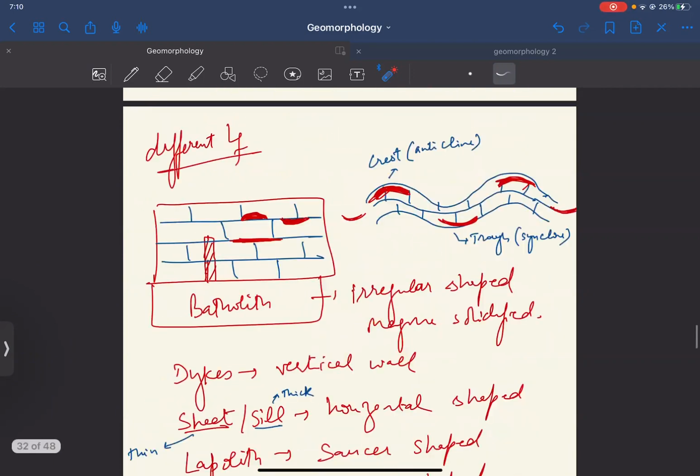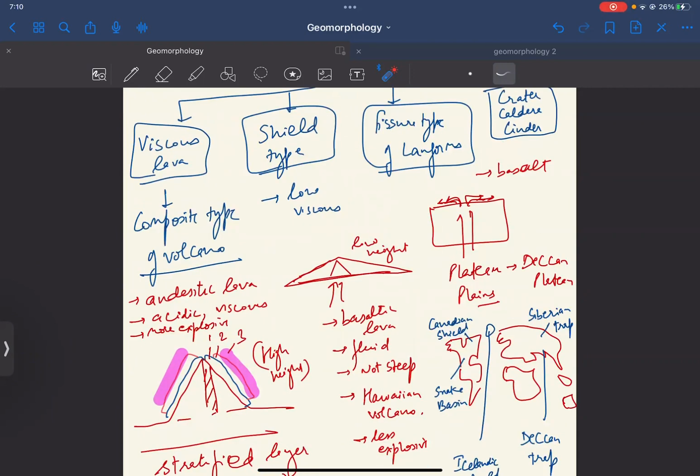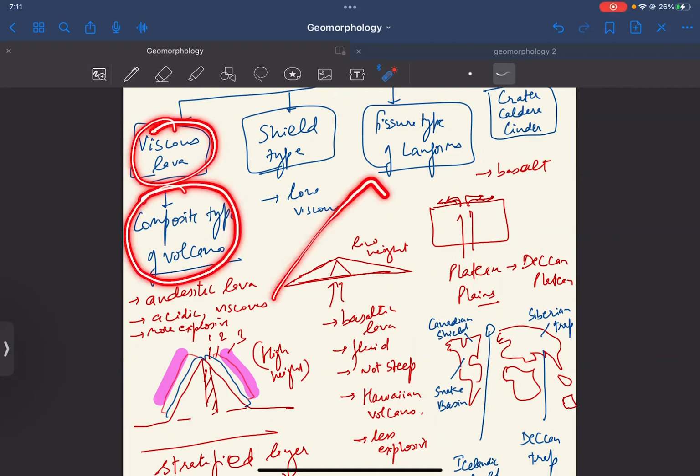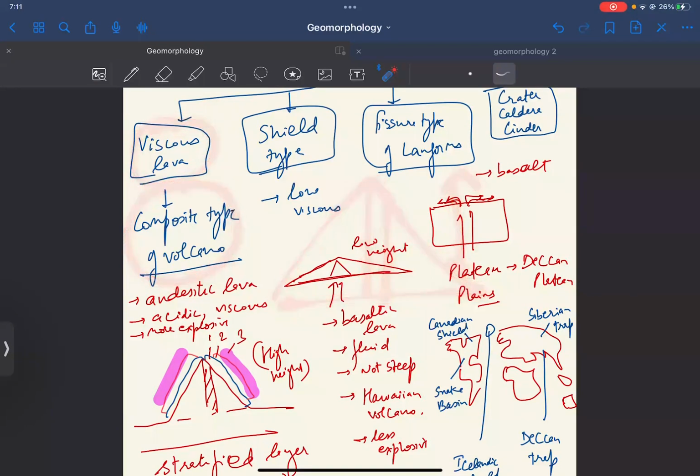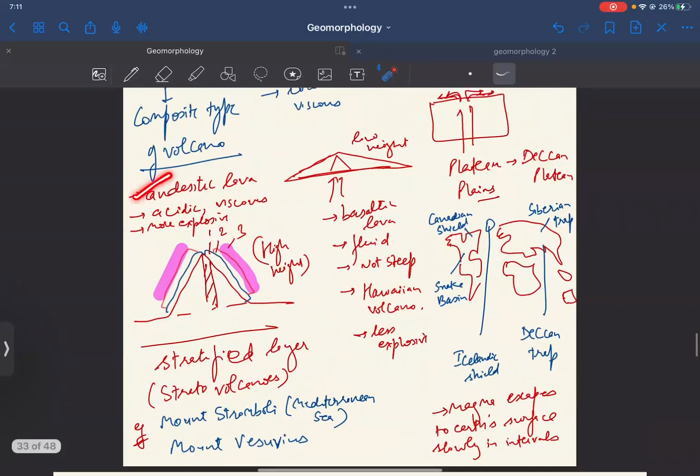Then we have extrusive landforms. Extrusive landforms we divided on the types of lava. If it is acidic lava, it would be viscous. So the volcano that would be formed is composite. So we have high height volcanoes, also known as composite and stratified volcanoes. Two or three examples you can remember: Mount Stromboli and Mount Vesuvius. They have andesitic lava, acidic, viscous, and they are more explosive.